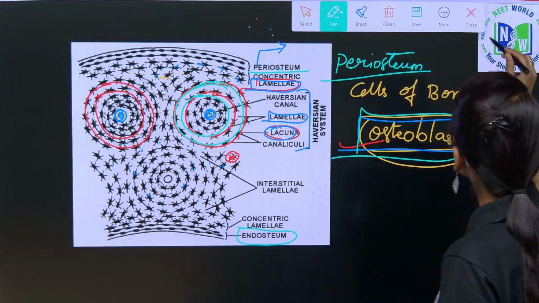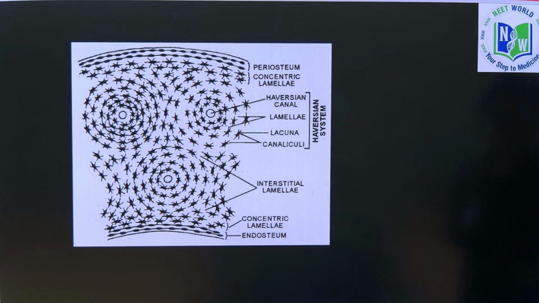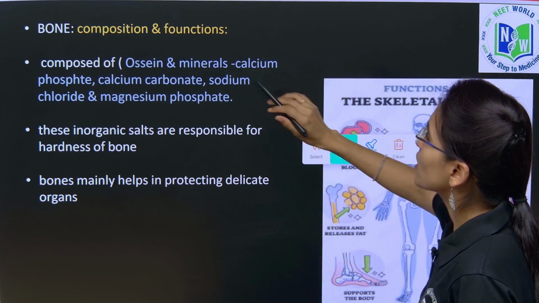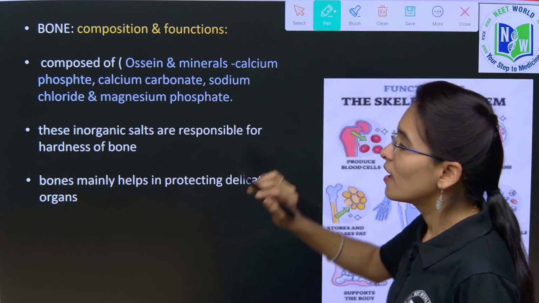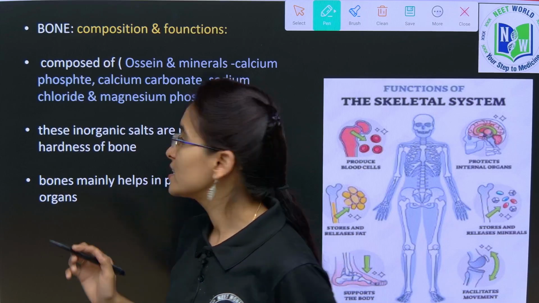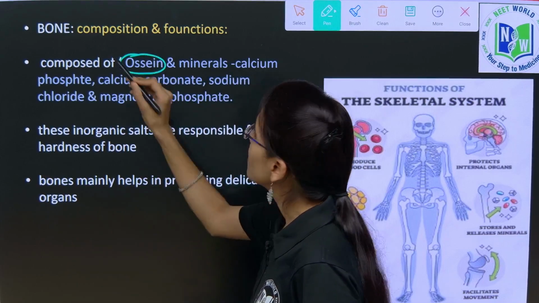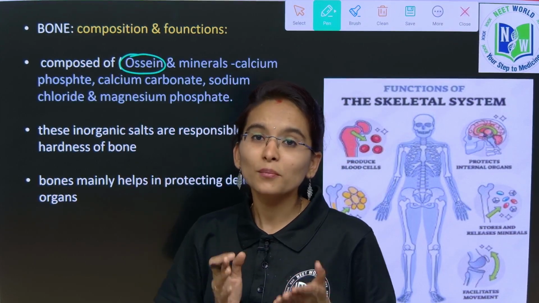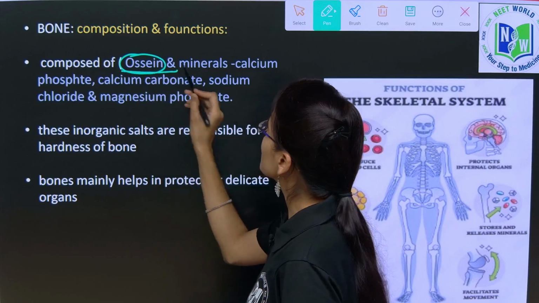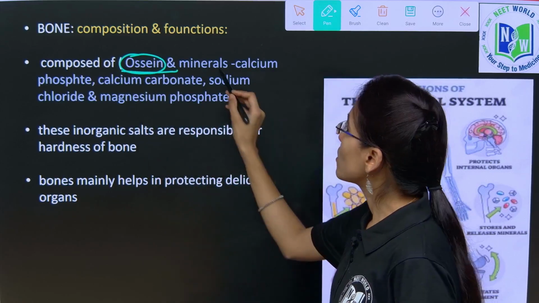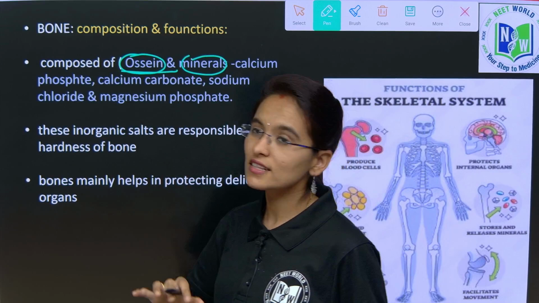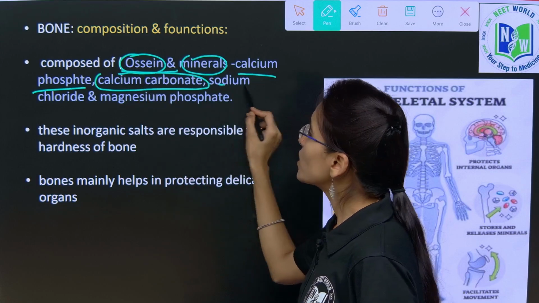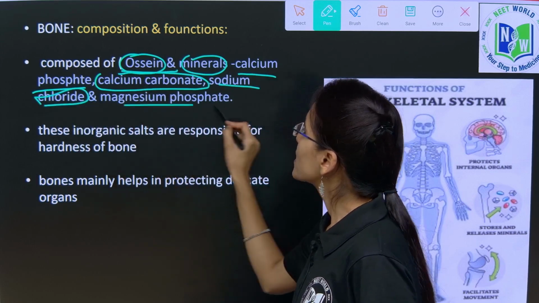Next, coming towards the composition of bone. If you see here the composition and functions of bone, the protein present in the bone is called ossein. What, children? The protein present in the bone. Bone is made up of some protein. What is that protein? Ossein. Along with the protein, it is also made up of some minerals like calcium phosphate, calcium carbonate, sodium chloride and magnesium phosphate.